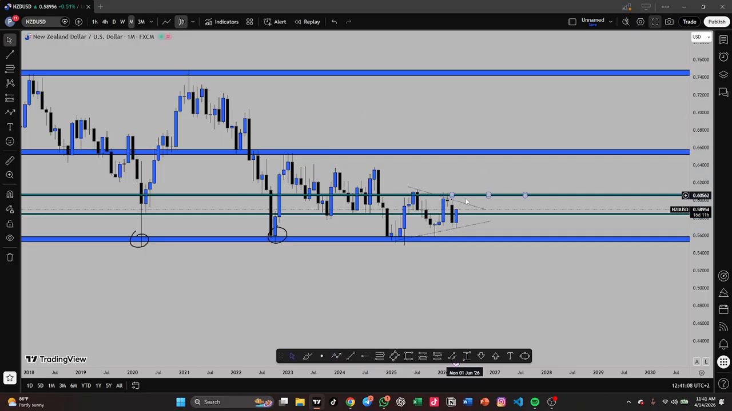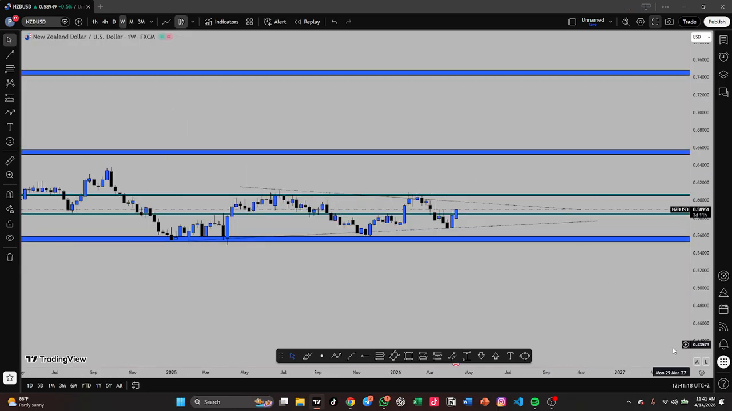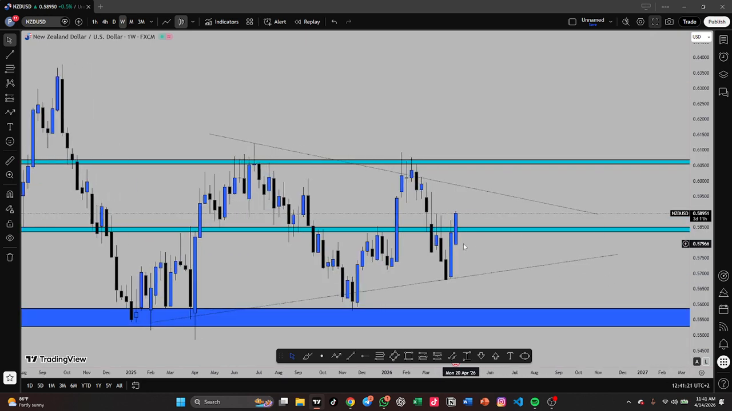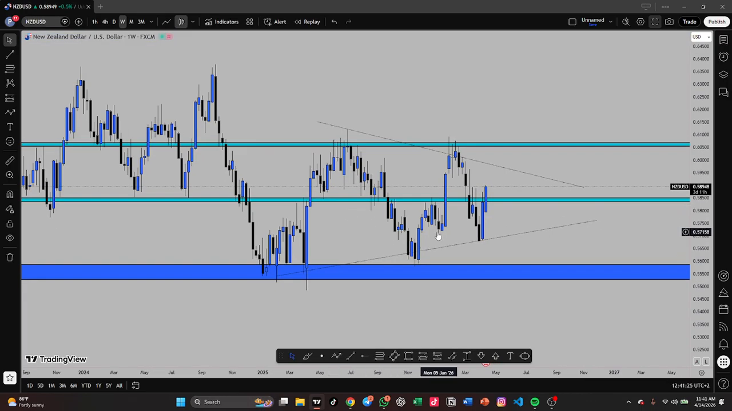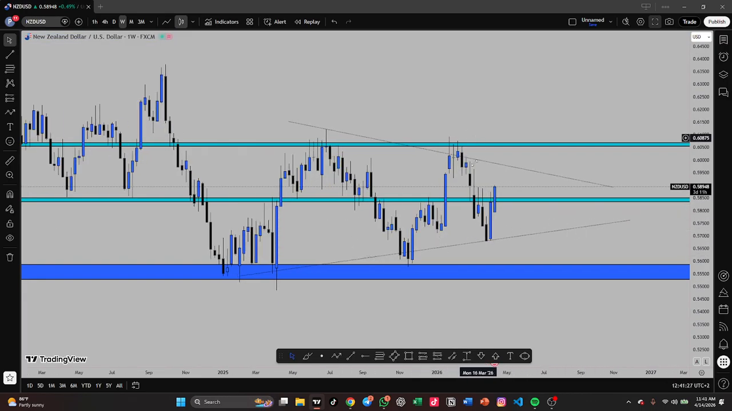So NZD/USD is bullish here, and from what we can see, price has been able to break above this minor resistance. So if we now scale down to a lower time frame, what we want to be looking for is a bullish structure that we can jump in on for entry. So let's scale down to the day chart.